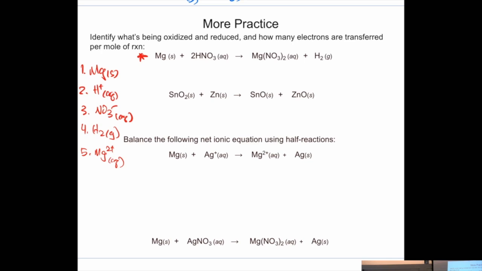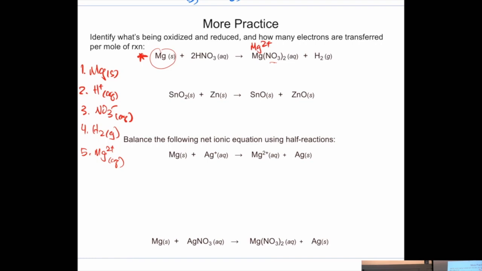One is being oxidized. The magnesium is being oxidized. This is magnesium 2+. You know that several ways. You know how to read it off the periodic table, or you notice that it's paired with 2 nitrate ions in aqueous solution in an ionic pair. Right? They need to be neutral. And then what's being reduced? Is it the nitrate or is it the hydrogen? What's being reduced?